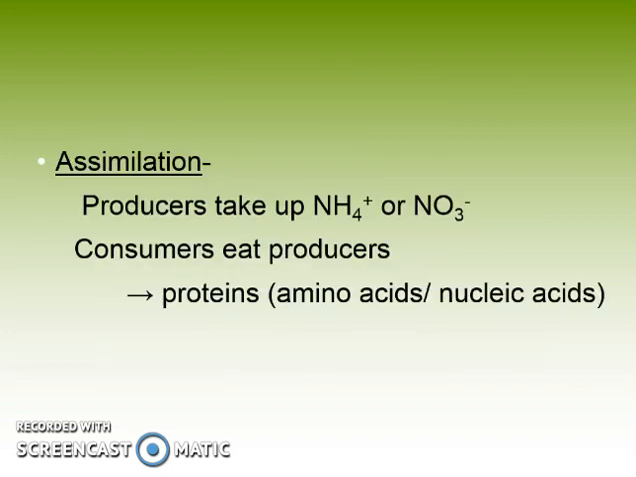Plants are going to take up either the ammonium or the nitrate, and they are going to combine it into proteins in their body, and then we are going to consume them. We consume the plants or our proteins, our meats, and we assimilate that nitrogen in the form of proteins. So it's in the amino acids and the nucleic acids. So we get our nitrogen from what we eat. Plants get it from nitrogen-fixing bacteria, and the bacteria in the ground for the most part.